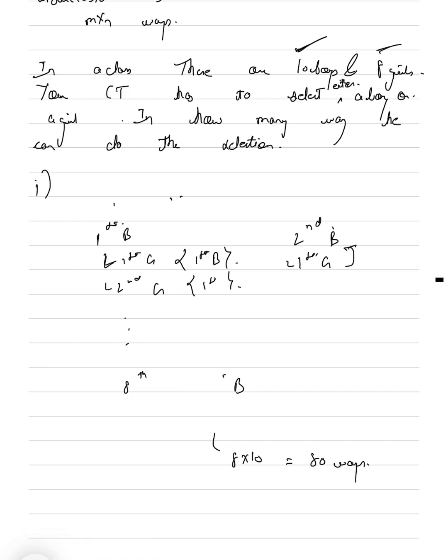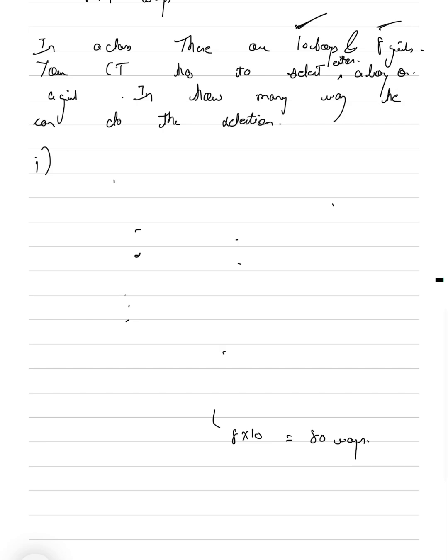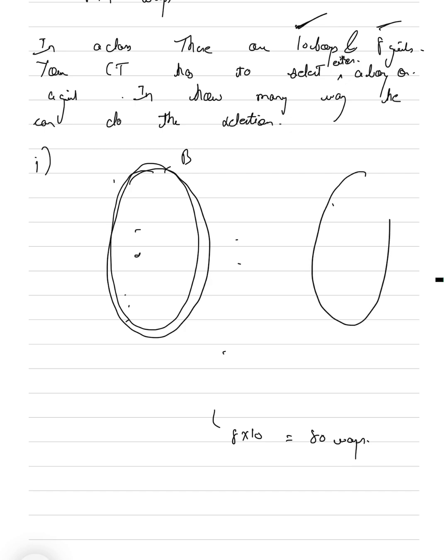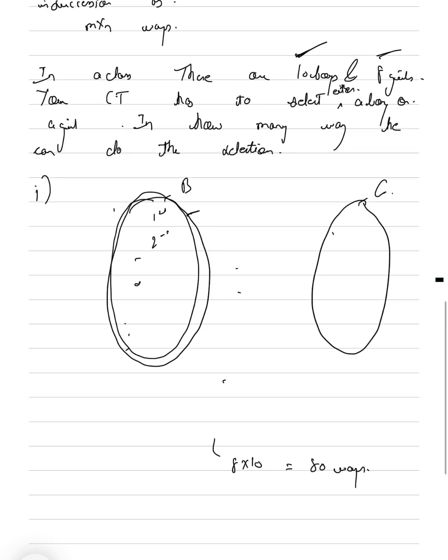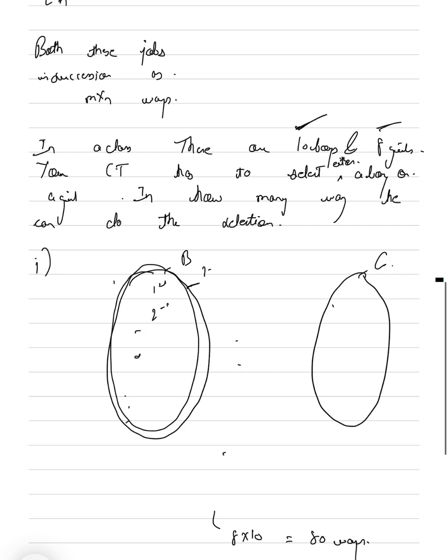So he can do what? This is going to be just different things. He can select any of the boys, like for example, this is the boys section and this is the girls section. He can select first boy, second boy, and so on, in 10 ways. Then he can select the first girl, second girl, up to the eighth girl, so 8 ways. But he has to select either this or that.